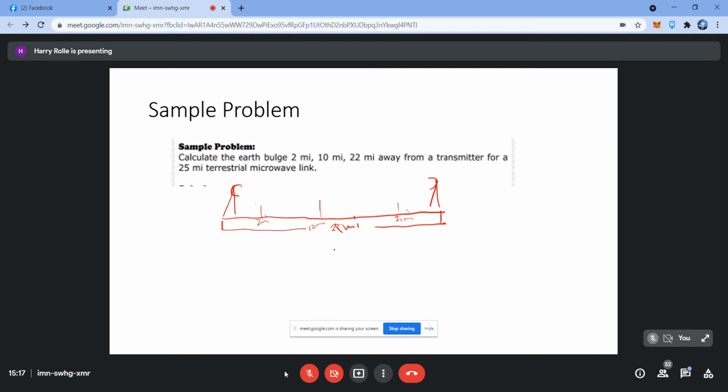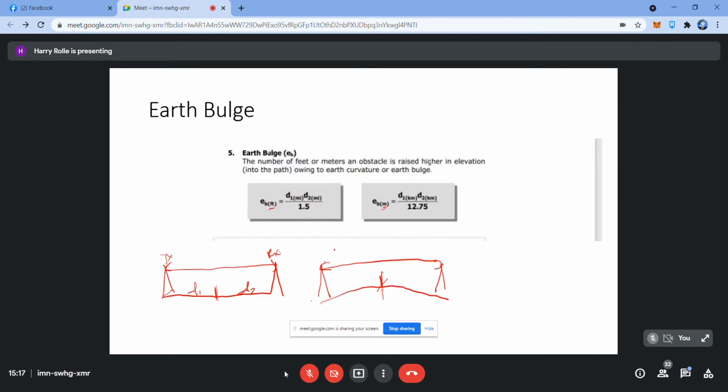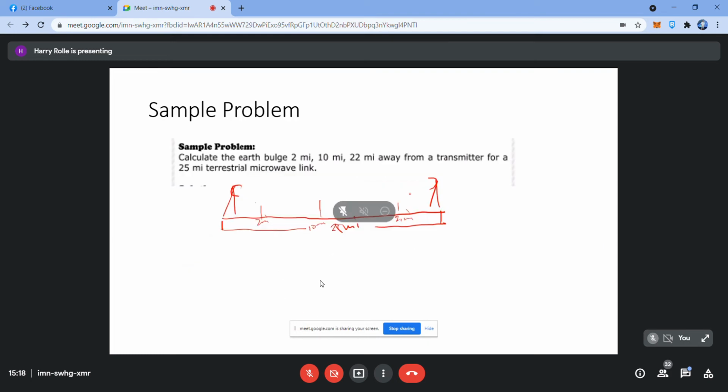So what formula are we going to use? Are we going to use the one over 1.5 or the other one? 1.5, okay. We are going to use the one over 1.5 because we have miles as your reference. You use 12.75 if you have a kilometer unit. So let's move back. First thing first, Earth bulge in feet is equal to D1 times D2 in miles, all over 1.5.